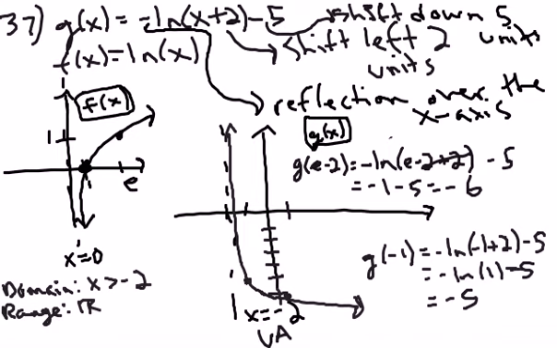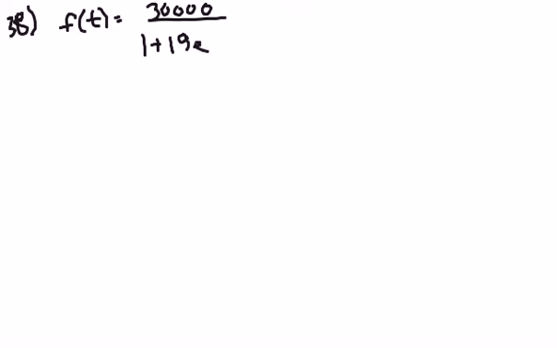That one was pretty involved, but it's good practice with graphing. Okay, let's look at number 38. Number 38 gives us a logistic function, $30,000 over 1 plus 19e to the negative 1.5t. This describes the number of people, f of t, that become ill with the flu t weeks after its initial outbreak.